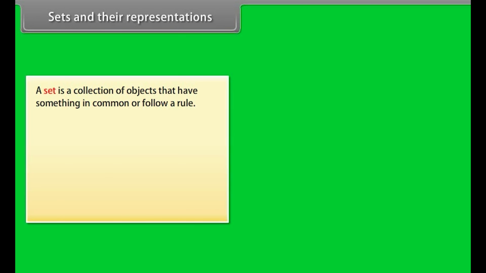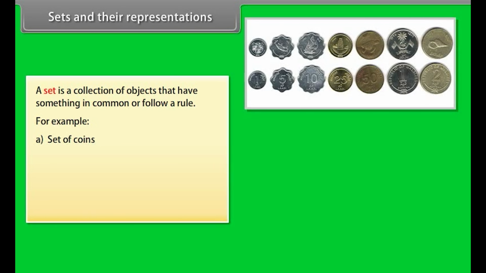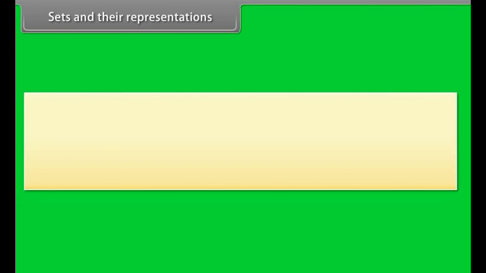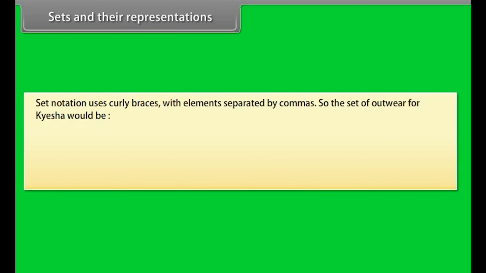A set is a collection of objects that have something in common or follow a rule. For example, set of coins. Set of girls between the age group 13 to 15 years. The objects in a set are called its elements. Set notation uses curly braces with elements separated by commas.